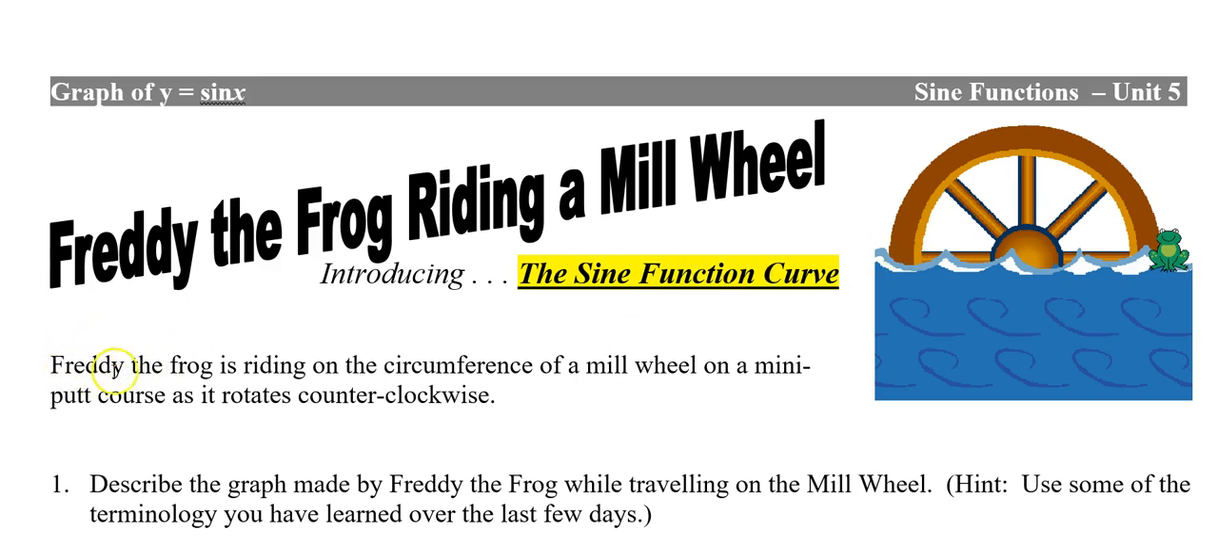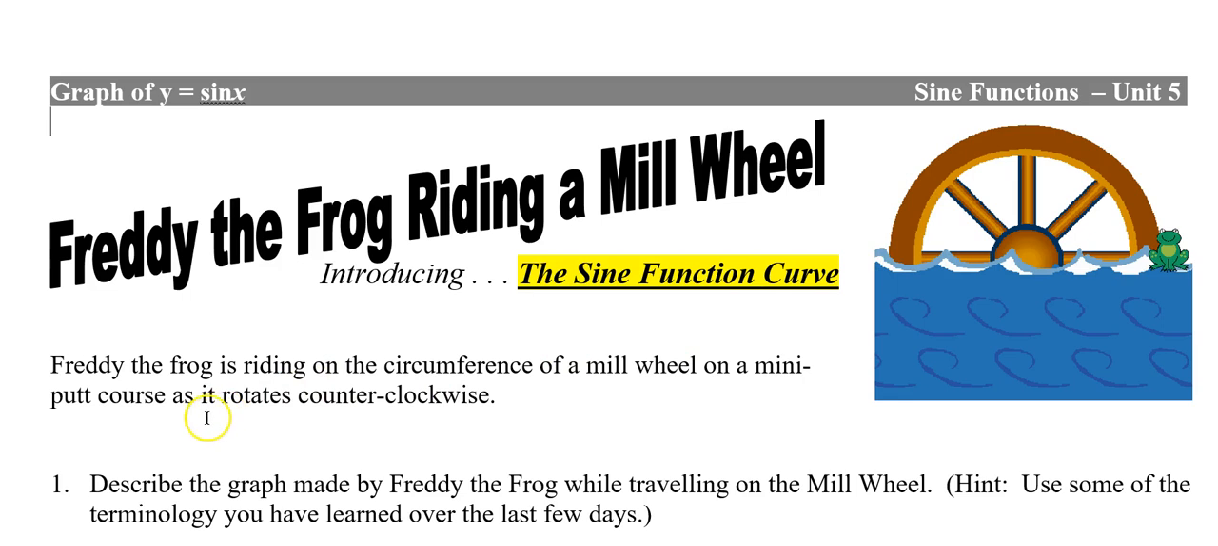In this application, Freddy the Frog is riding on the circumference of a windmill on a mini-putt course as it rotates counterclockwise. So here's the water, here is the mill wheel. Here is Freddy the Frog. You have to know that the radius of the mill wheel is 1 meter. So from the center to the edge is 1 meter. And Freddy is going to be riding around the outside, the circumference of the mill wheel.